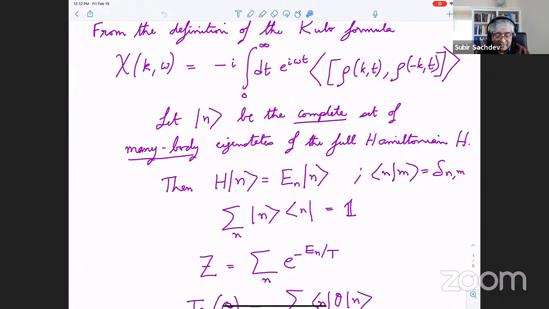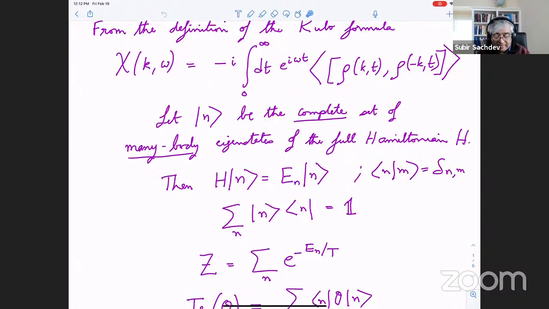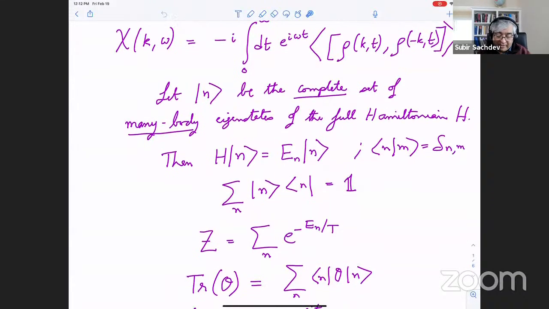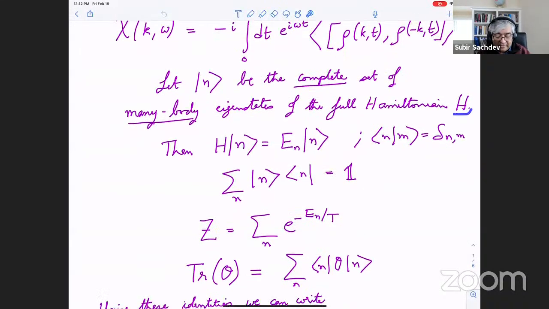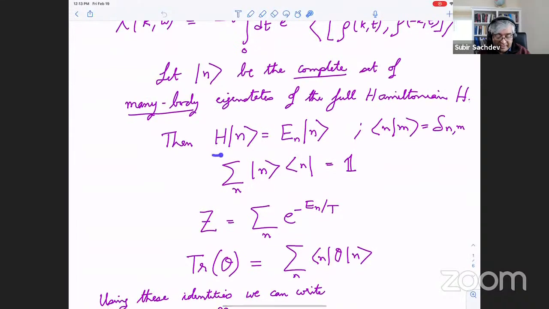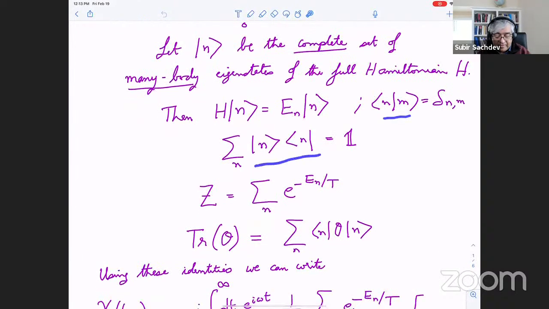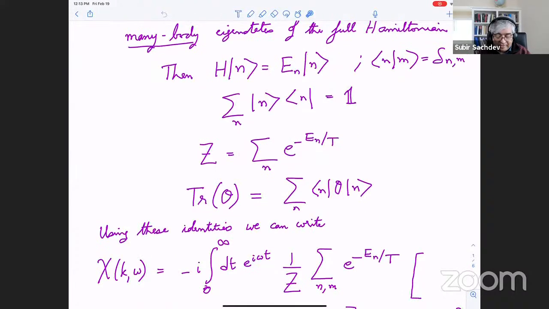We put the system in a box, so these states are discrete. These are the exact many-body eigenstates in all of Fock space of the full Hamiltonian. So from just the fact that the Hamiltonian is Hermitian, you have various properties. These are the eigenstates of H, defining the energies E_n. They're orthonormal to each other, and they form a complete resolution of unity. Okay. And the partition function Z is just a sum on n of the exponential of minus the energy eigenvalue divided by temperature.